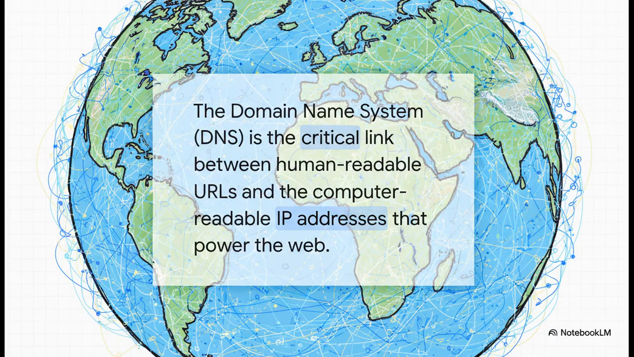And the scale of this whole operation, it's just staggering. This little translation from a name you can remember to a number a computer can use, it happens more than 1 trillion times every single day, all happening silently in the blink of an eye, completely behind the scenes. It's one of the most critical yet totally invisible systems holding up our digital world.